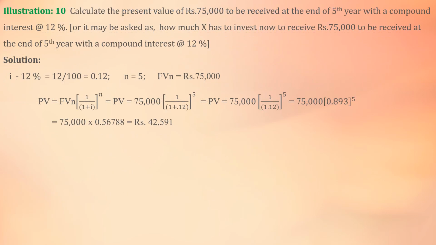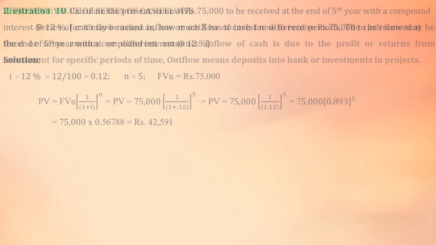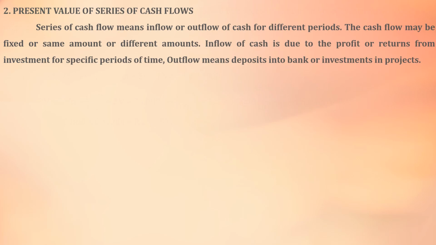Illustration 10. Calculate the present value of 75,000 rupees to be received at the end of the fifth year with a compound interest at 12%. Or it may be asked as, how much X has to invest now to receive 75,000 rupees at the end of the fifth year with a compound interest at 12%. Solution. I equals 12% equals 12/100 equals 0.12, N equals 5, FVN equals 75,000 rupees. PV equals 75,000 by 0.56788 equals Rs. 42,591.